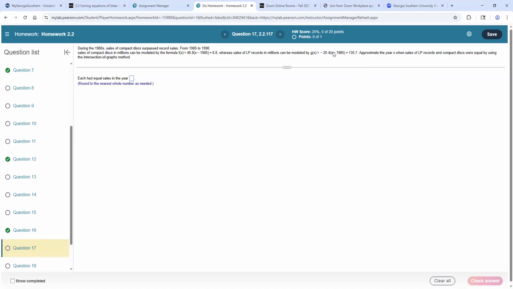And since we're looking for the year, it's the sales that depend on what year it is. So the sales are your Y value or your function values, and the year is your X value. So after you graph these on your calculator, you're going to find that intersection point, and it's going to be the X value. So I'll let you try that with your graphing calculator.